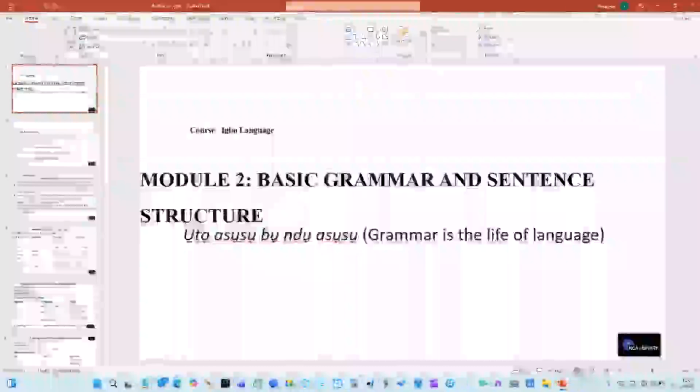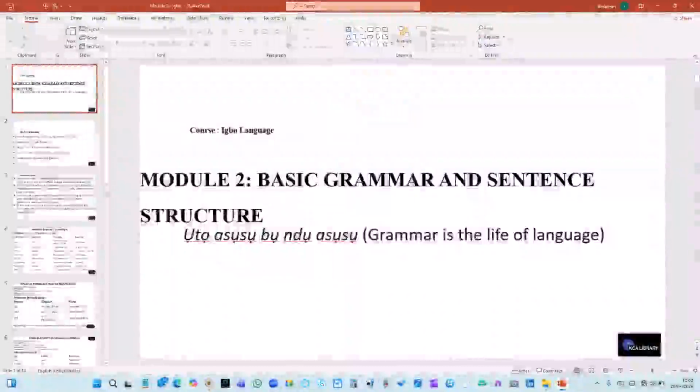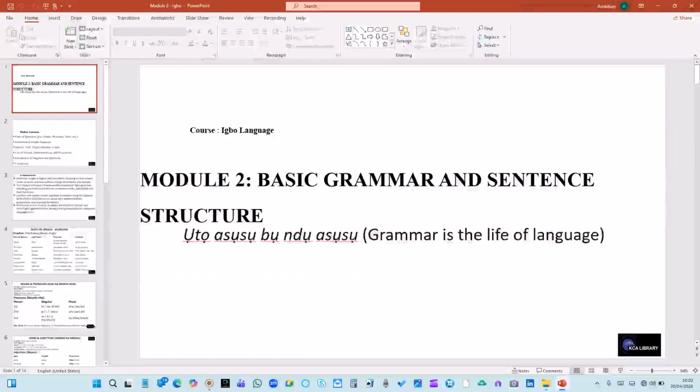Hello and welcome to Module 2 of Igbo language. In this module, we shall be looking at basic grammar and sentence structure. That is ụtọ asụsụ. Ụtọ asụsụ bụ ndụ asụsụ, which means grammar is the life of language.